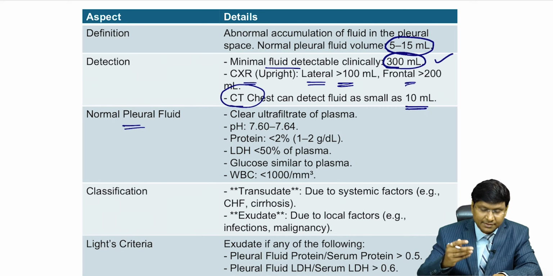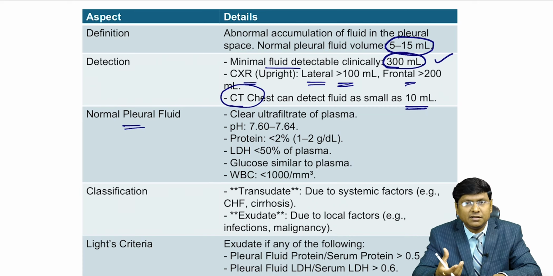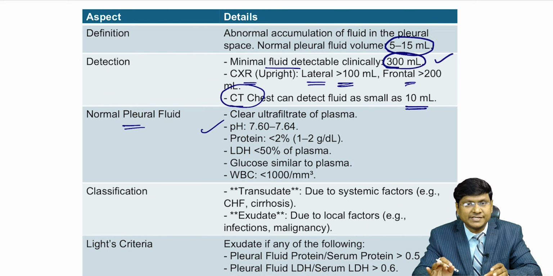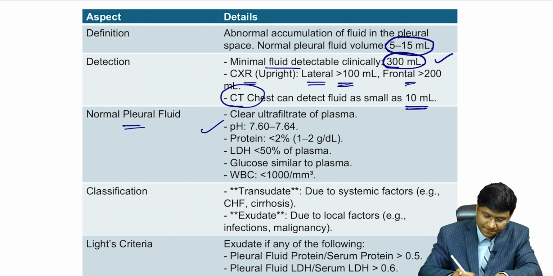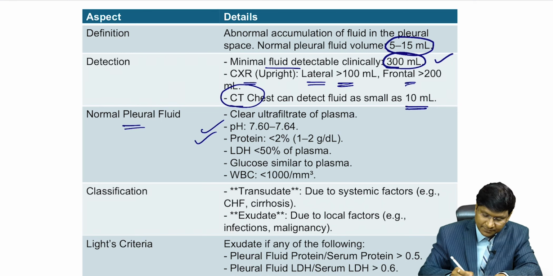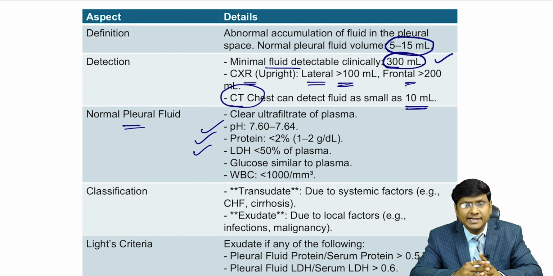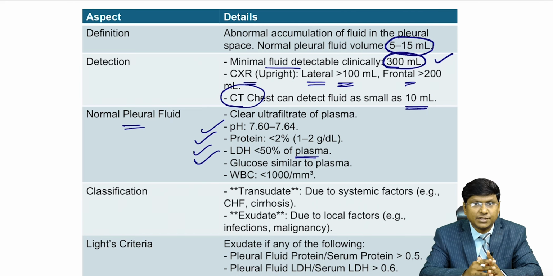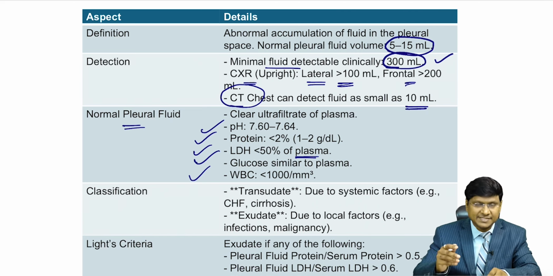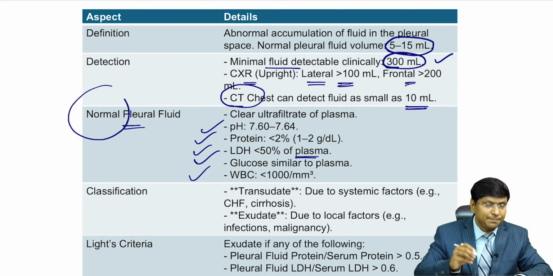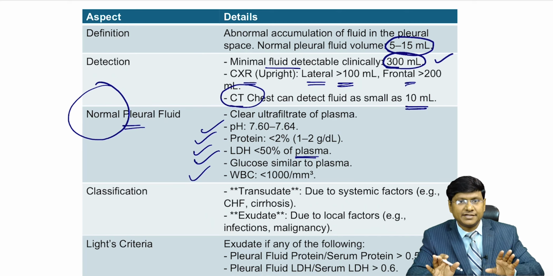And if you take the character of the normal pleural fluid, the pH of the normal pleural fluid is around 7.60 to 7.64. The protein content in the pleural fluid is less than 2%, and LDH is less than 50% of the plasma value, and the glucose is similar to that of the plasma, and the WBC count will be less than 1000 per cubic millimeter. So these are the normal pleural fluid parameters or characteristic features.